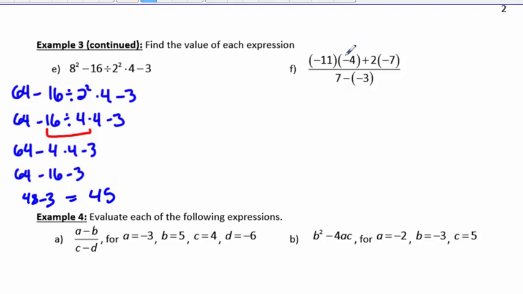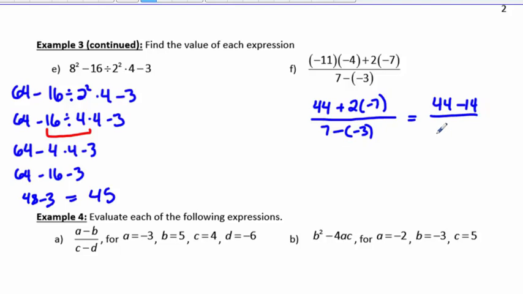Part F. We're going to start with the first multiplication, two negatives making a positive 44, plus 2 times negative 7, divided by 7 minus negative 3. Then we're going to do our second multiplication. So we're going to have 44. 2 times negative 7 is negative 14. So we're not going to have addition anymore. Since the number is a negative number, it'll be minus 14. Positive and a negative make a negative.